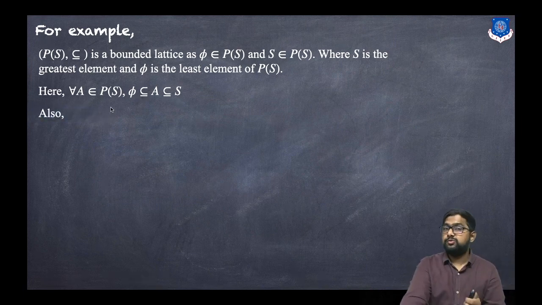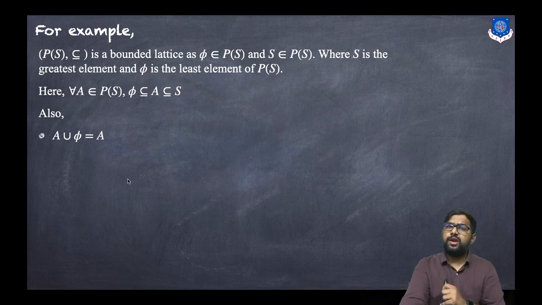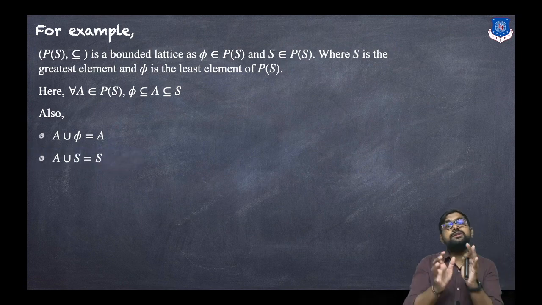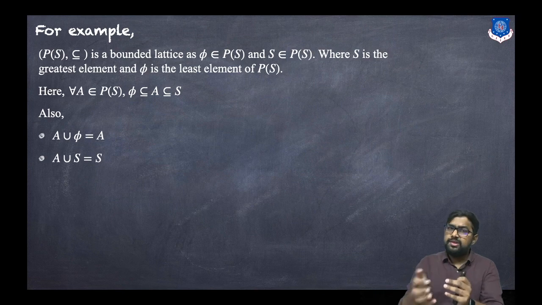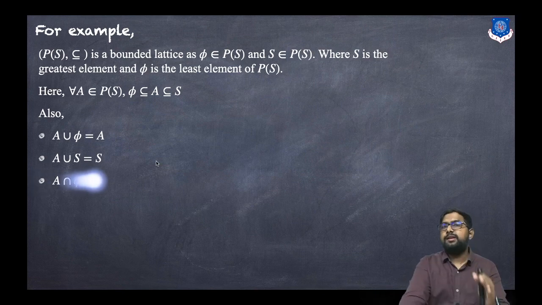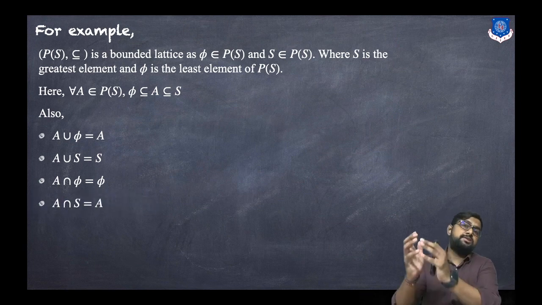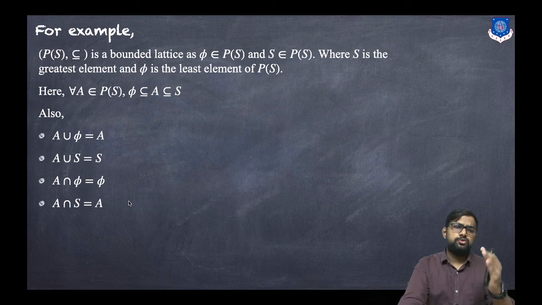Then also, just check the four conditions. A union phi equals A, as phi is the least element. In the same manner, A union the greatest element gives the greatest element. Then come to intersection. A intersection phi will be phi, and A intersection the greatest element will be A. So this also holds. This is the example of a bounded lattice.